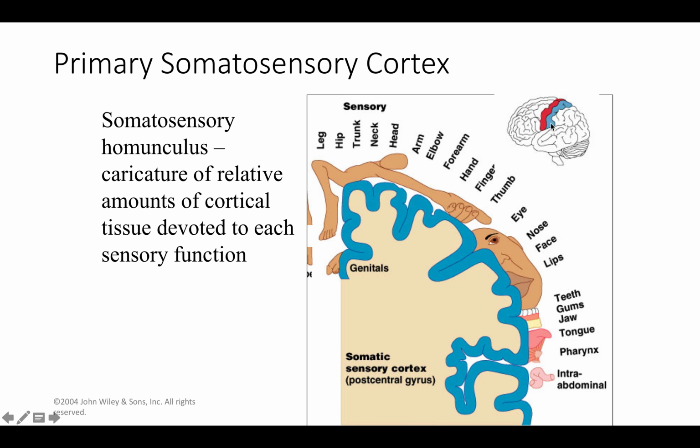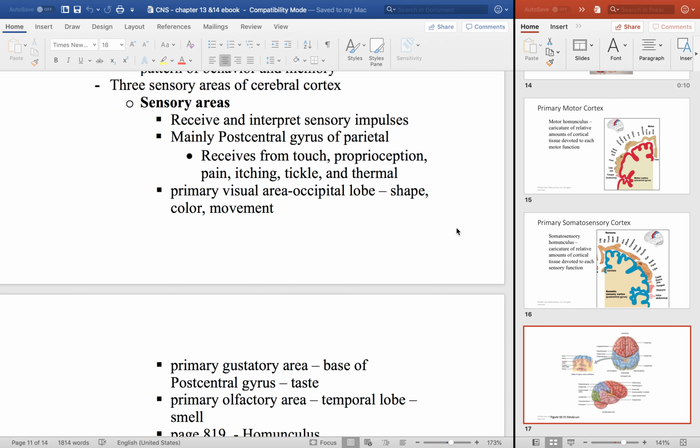So what it's reflecting is how many receptors I have in my hand compared to how many receptors I have in my back. I don't have many sense receptors in my back. I have many more in my hands and in my feet. Therefore, they have a larger real estate in the postcentral gyrus. Okay, so I receive, like I said, touch, proprioception, even pain, itching, tickling, think of anything that is those somatosensory sensations.